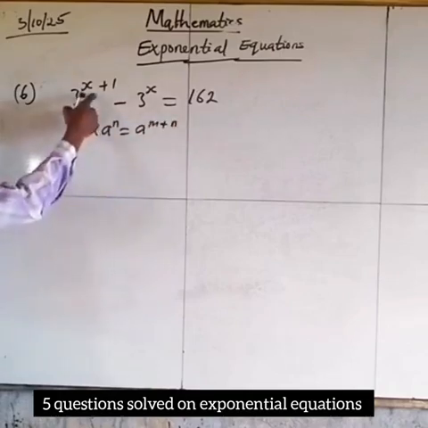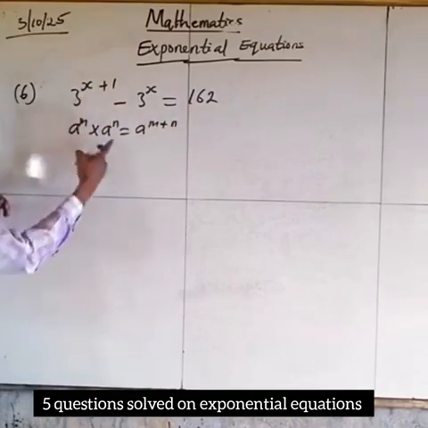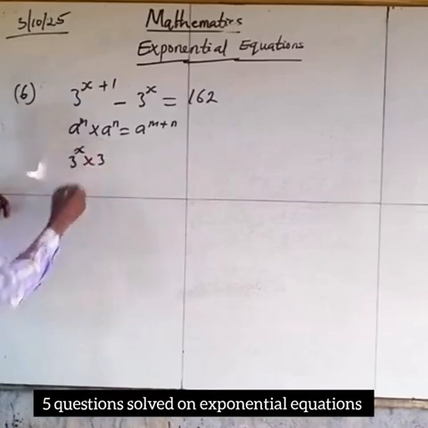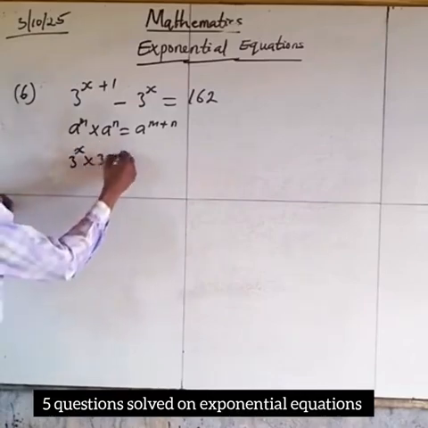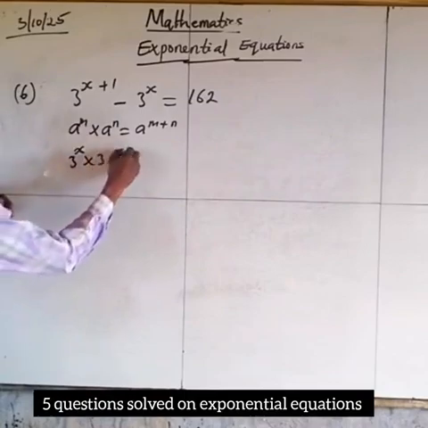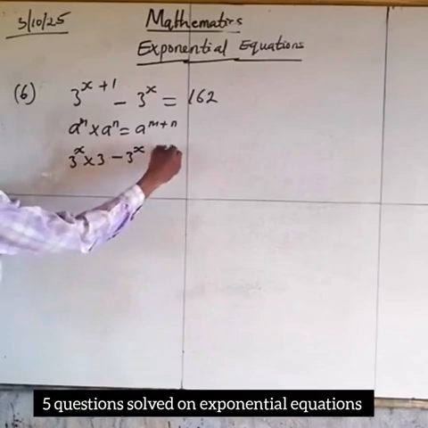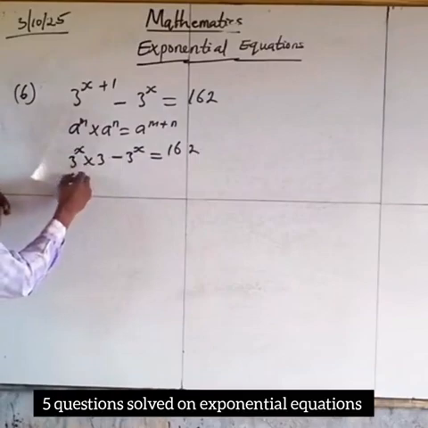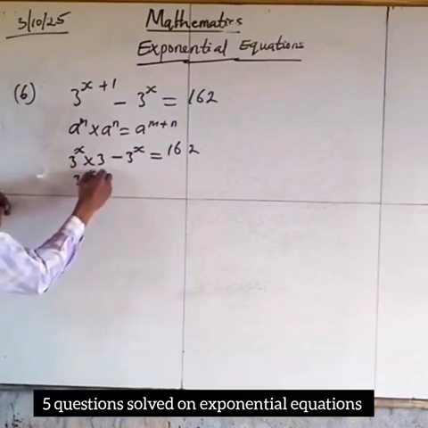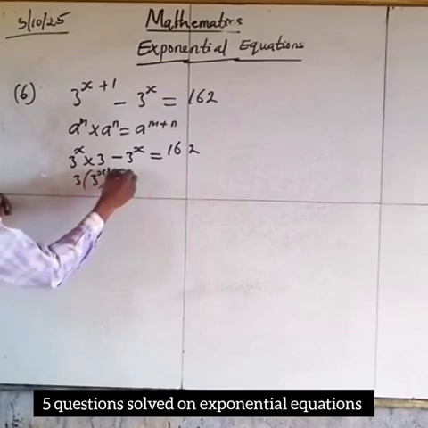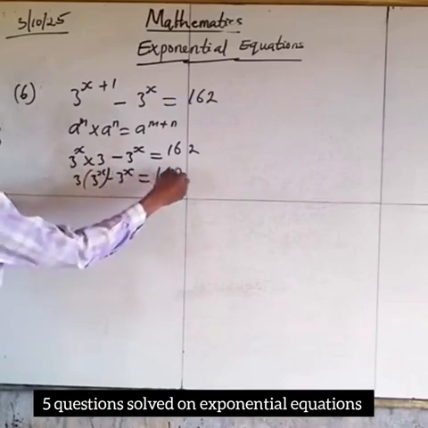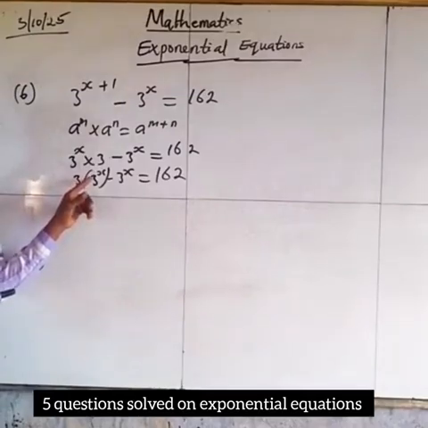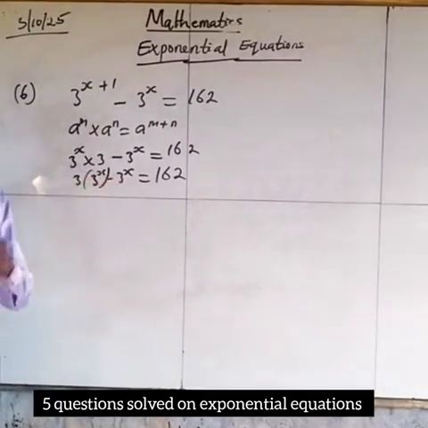We are going to apply that to transfer this to this form, which now gives us 3 raised to the power x times 3 raised to the power 1, which is 3, minus 3 raised to the power x equal to 162. Now here we are having a common factor, 3 raised to the power x, 3 raised to the power x. So let us factor it out.